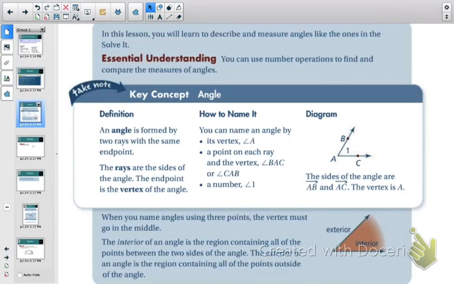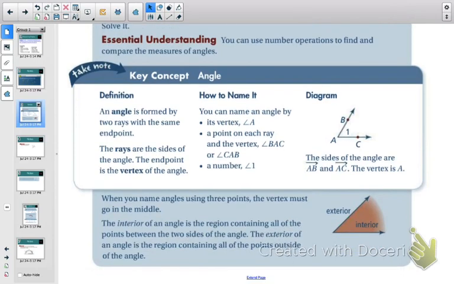Okay, so an angle is formed by two rays. Remember, rays have an endpoint and then extend forever in one direction. So two rays that start at the same endpoint. The rays are the sides of the angle, and the endpoint is called the vertex. If you look at this diagram over here, we have this angle right here. A is going to be your vertex, because that's where the endpoints are. And then your two rays are AB going that way, and AC going that way.